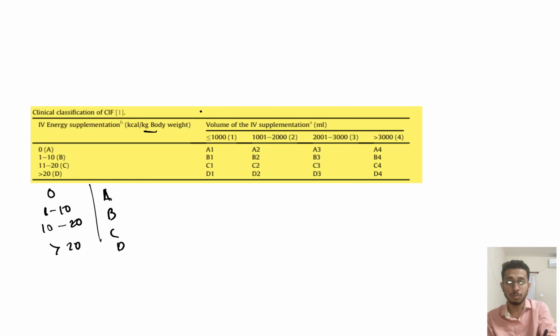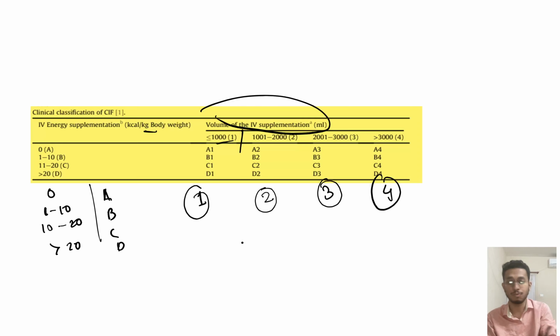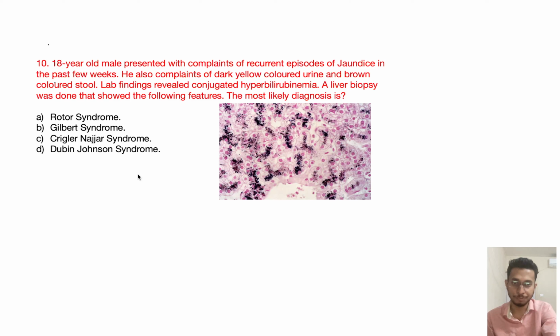And based on the volume of IV supplementation, if it is less than 1 liter, it is considered to be 1, that is 1000 ml. If 1000 to 2000 ml is requirement of supplementation, then it is considered as 2, 2000 to 3000 is 3, and more than 3000 is considered as 4. Both codes are used to classify clinically this intestinal failure. Okay. Now moving to the next question.